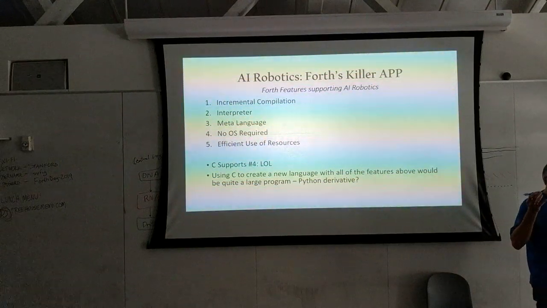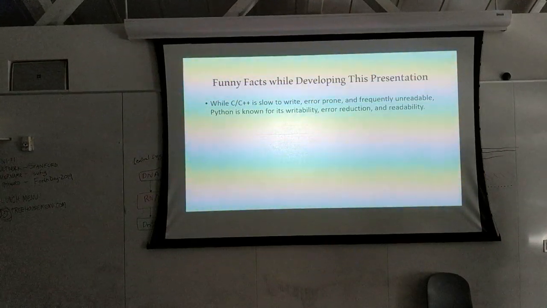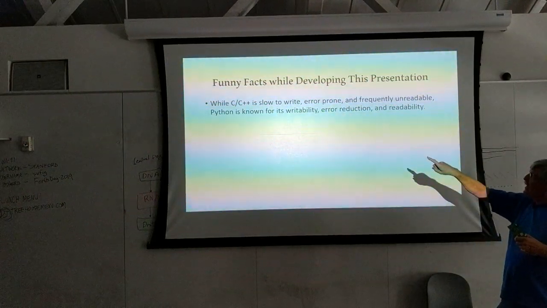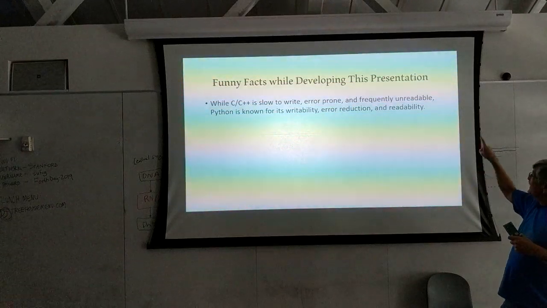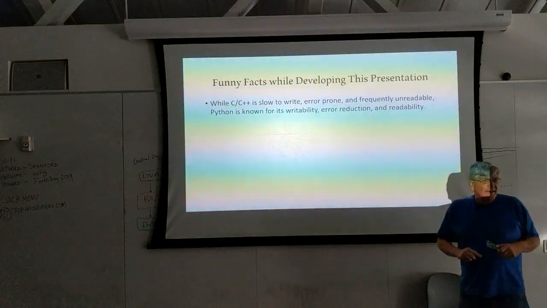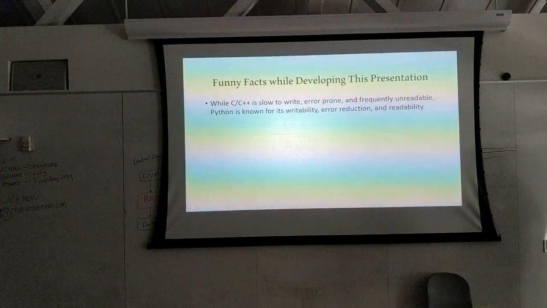That's it. Oh, this is a funny fact. While C++ is slow to write, error-prone, and frequently unreadable, Python is known for its writability, error reduction, and readability. When I was preparing the slides, I ran across that, and I just had to laugh. You know, I make a living writing C, and I just had a big experience with pointers. Have you ever done pointers? All I wanted to do was store a value in a memory location. How hard is that? And with C, it was a nightmare. I got it. I don't know if it works, but I got it to compile.